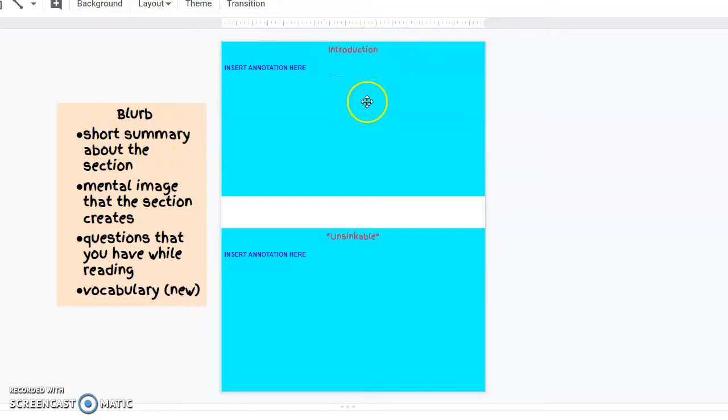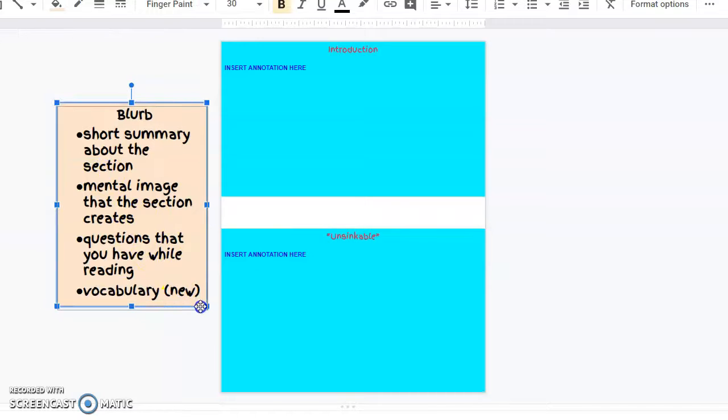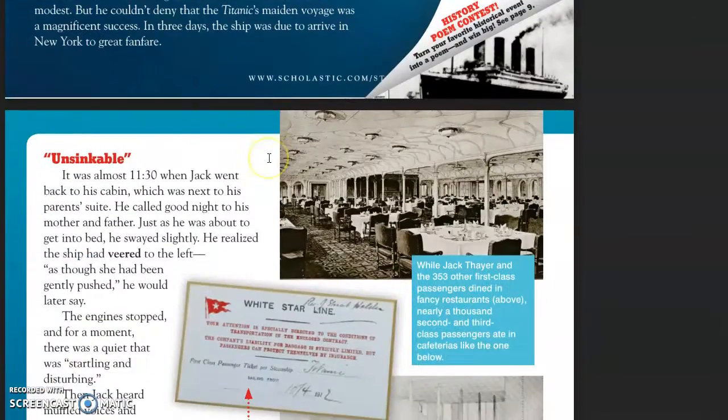So if you keep your Google Slides not in present mode, but in regular mode, where you can see the slides on the side, you get to see these instructions here. If it's in present mode, you don't see these instructions. But basically, you're just going to be flipping back and forth between the Google Slides and the article.